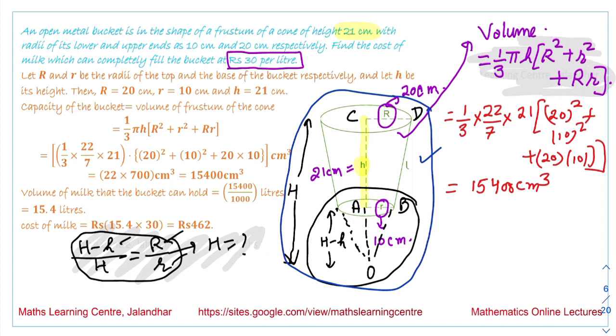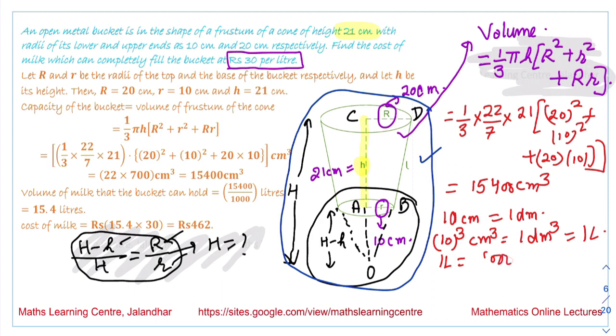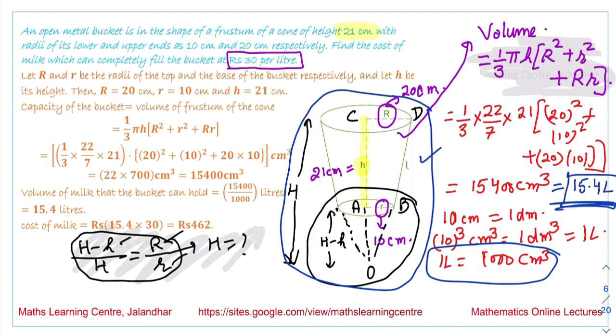Now we know that 10 centimeter is equal to 1 decimeter. So 10 raised to the power 3 centimeter cube is equal to 1 decimeter cube, and 1 decimeter cube is equal to 1 liter. So we have 1 liter is equal to 1000 centimeter cube. By using this formula, 1000 centimeter cube is equal to 1 liter, we get this value as 15.4 liters. So this is the amount of the milk that we have.